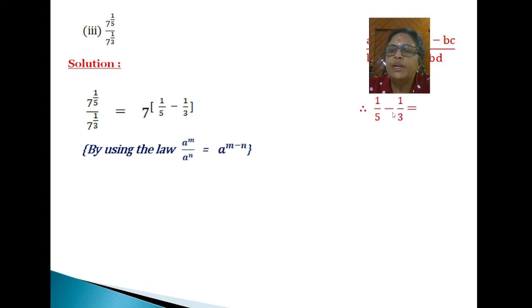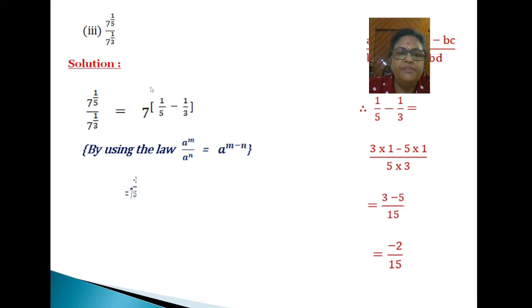Here you will get 1 into 3 minus 5 into 1 divided by 5 into 3. So 3 minus 5 divided by 15. 3 minus 5 is negative 2. Negative 2 divided by 15. So you will get 7 raised to negative 2 by 15.